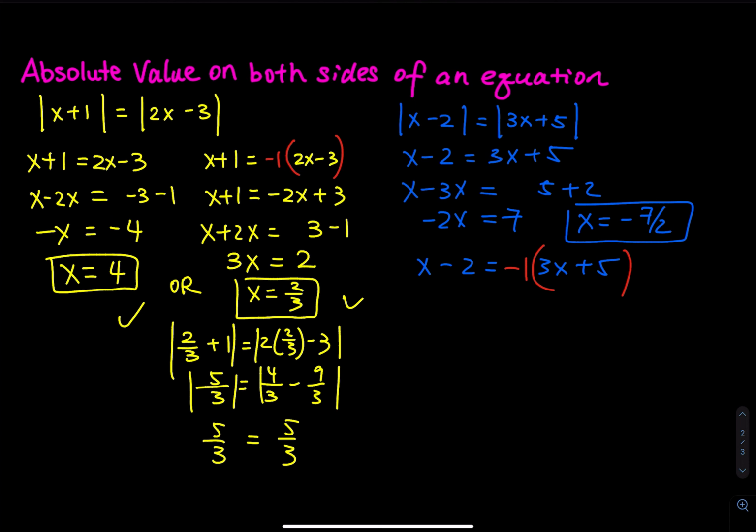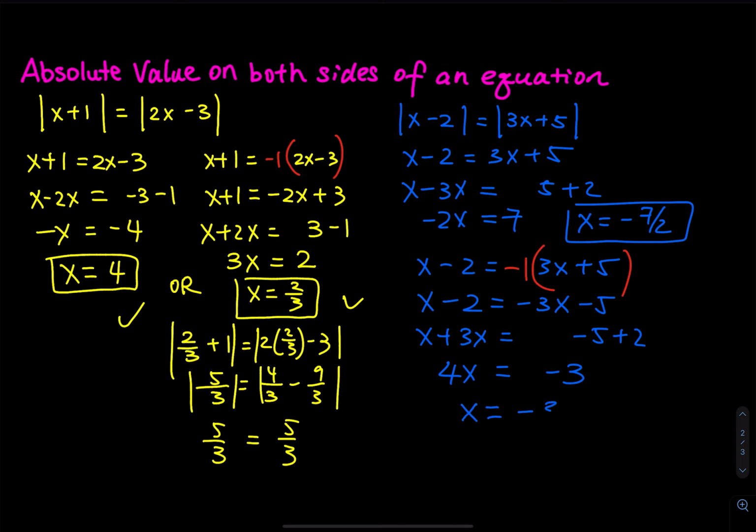Back to the blue, we have x minus 2 equals negative 3x minus 5. So you have x plus 3x equals negative 5 plus 2. And then this is x plus 3x, so you have 4x. This is negative 3, so negative 3. And then you have x equals negative 3 over 4.